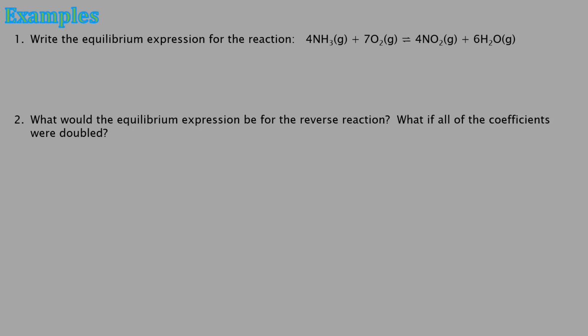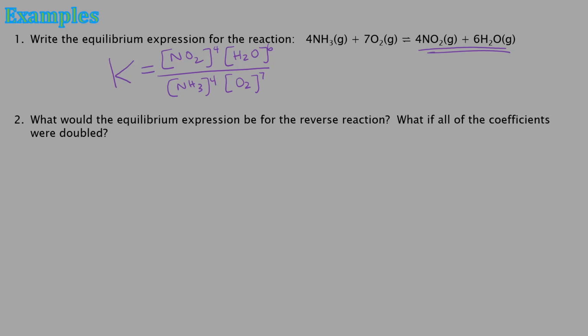All right, so if we want to write the equilibrium expression for this reaction up here, K would be equal to, and we're going to take our products raised to their coefficient, so it would be NO2 to the 4th times H2O to the 6th divided by NH3 to the 4th times O2 to the 7th.